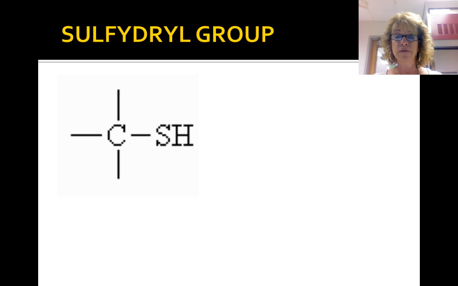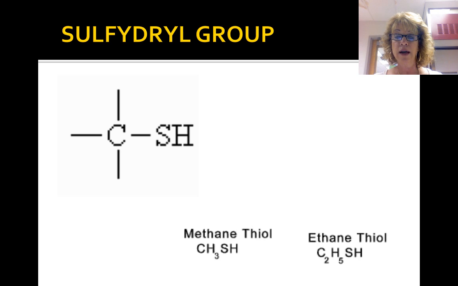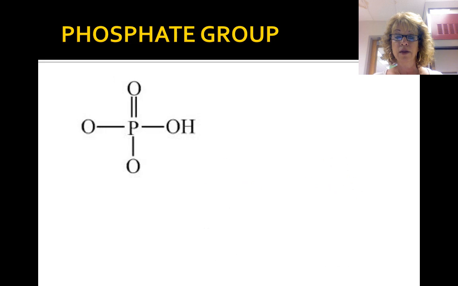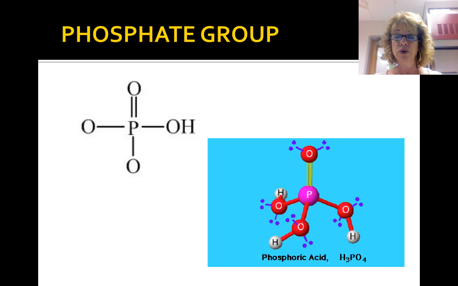The next group is the sulfhydryl group. This consists of a sulfur atom bonded to a hydrogen atom. Thiols are organic molecules with sulfhydryl groups. The phosphate group is formed by the dissociation of phosphoric acid. The phosphate has two negative charges. The phosphate group is used to transfer energy between molecules.